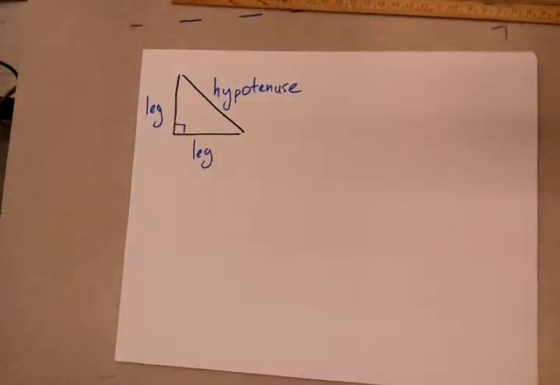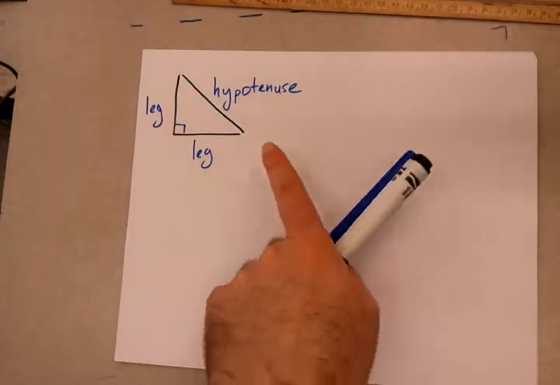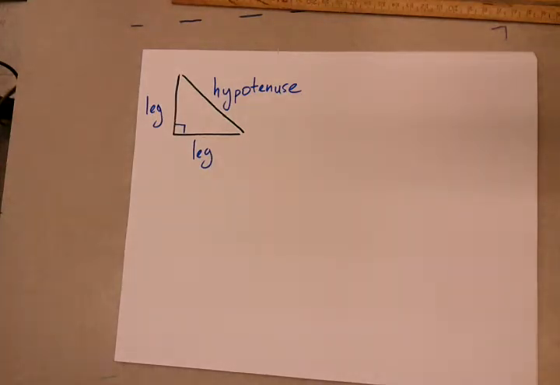So you have two legs. They can be the same length, they can be of different lengths. One can be longer than the other, but they both are shorter than the hypotenuse. So the hypotenuse is the long side of the triangle. It's one of the sides, it's just the longest one.